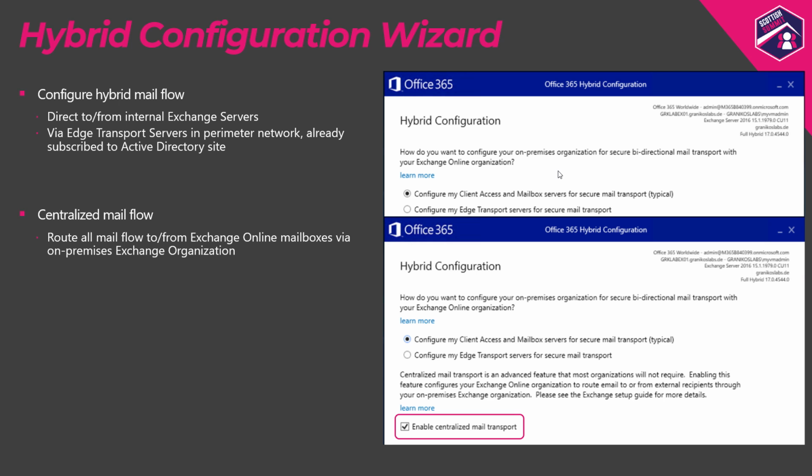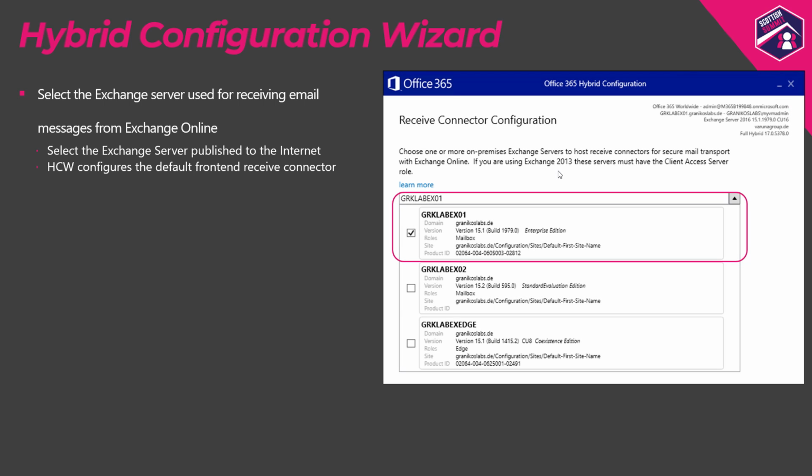If you want to use Edge transport service, you must ensure that your Edge transport servers are registered and subscribed to your on-prem Active Directory site first before you run the configuration wizard and select the Edge transport service.